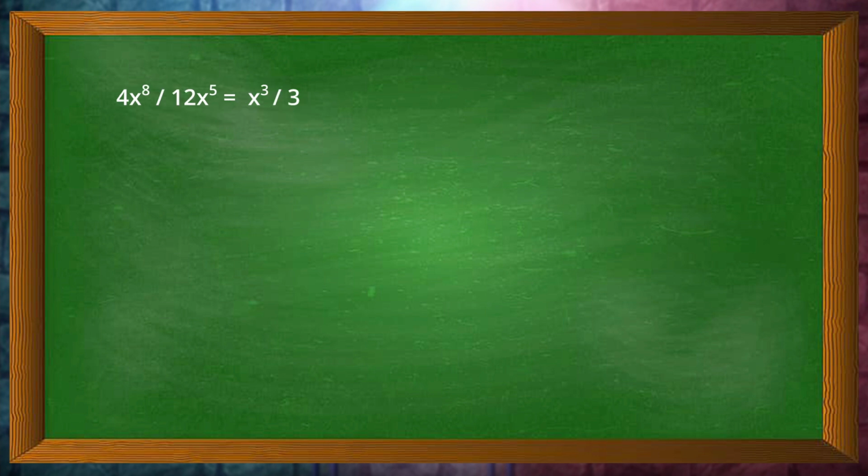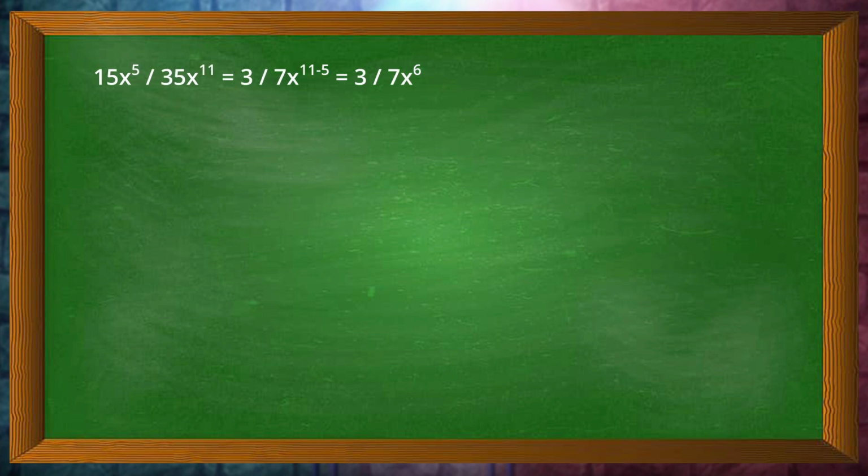Here is another example. But this time the numbers form a proper fraction. Just simplify it as you have always done. The 4 in the numerator divides into the 12 in the denominator 3 times. Subtract the indices of the x factors. 8 minus 5 is 3. The final answer is x cubed over 3. Notice that the bigger index of x is in the numerator, so that is where the x cubed goes.